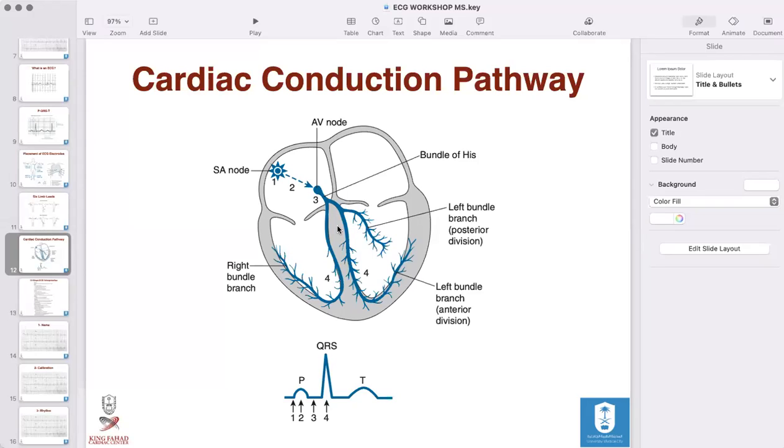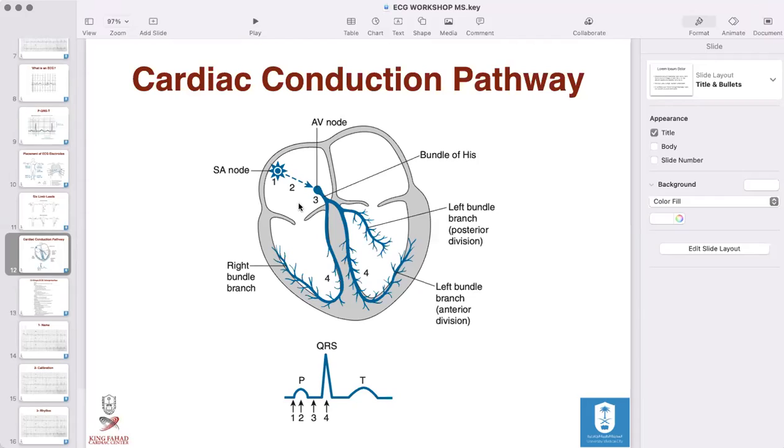Because you're going to see it when we do ECGs. We can see if there's a blockage here, it's called left posterior fascicular block, and if there's a blockage here, it's called left anterior fascicular block. The same goes for the right bundle. If there's a block, it's called right bundle branch block.